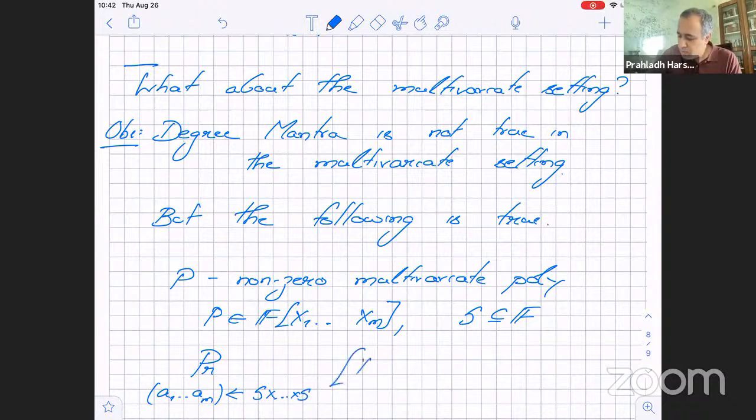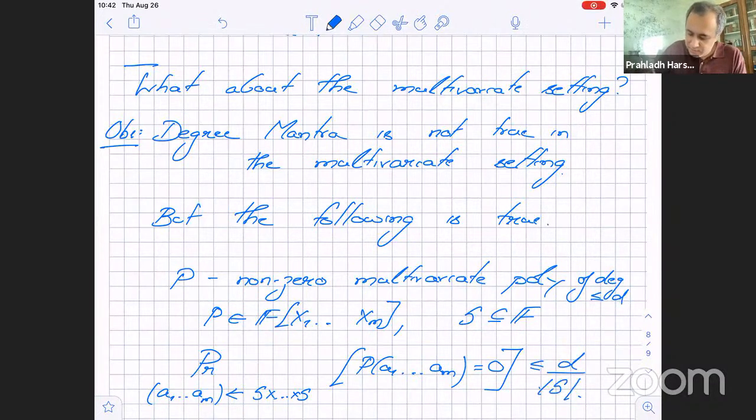And I ask, what happens when I evaluate P at this location? Multivariate polynomial of degree less than or equal to t. This statement continues to hold.